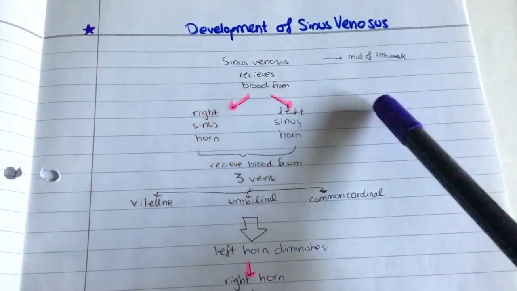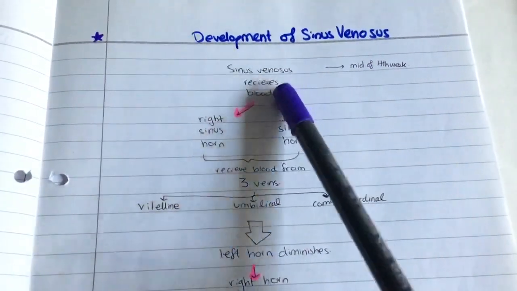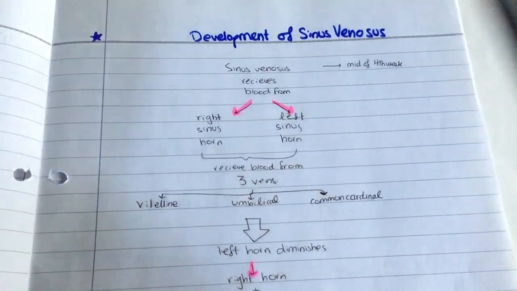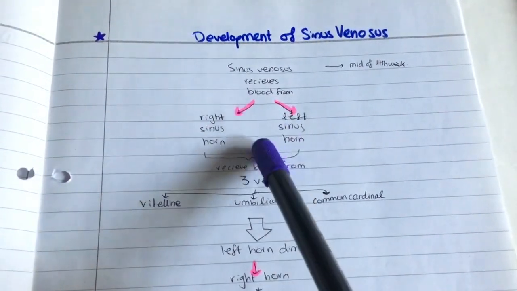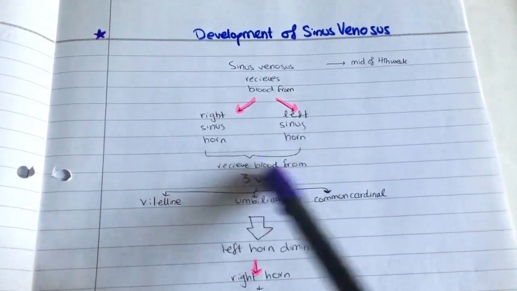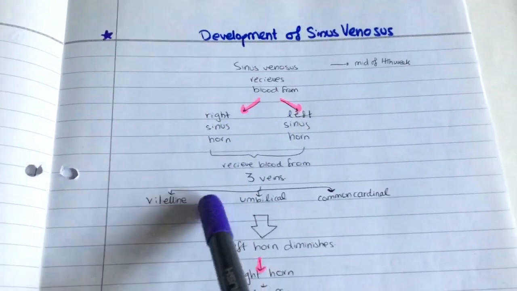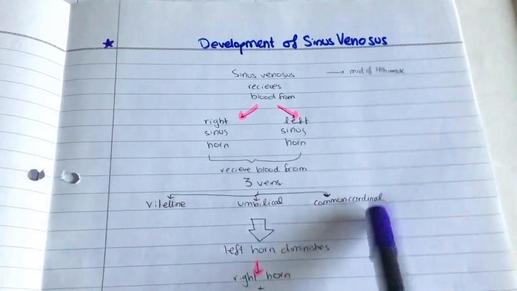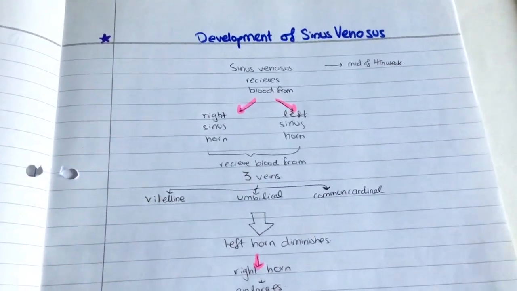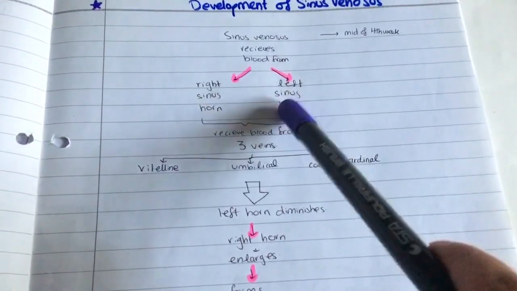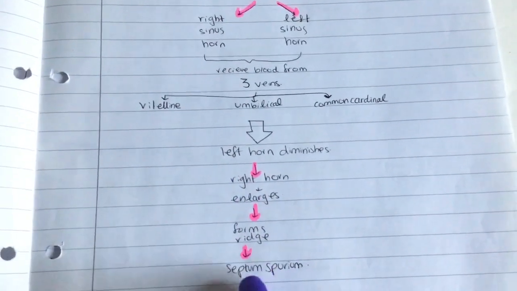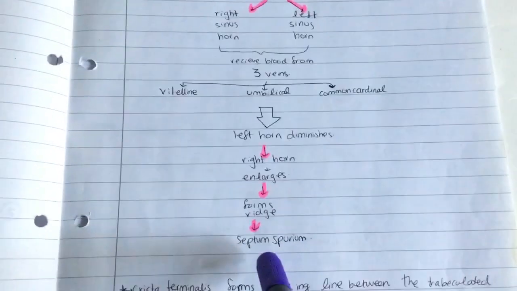The development of the sinus venosus. The sinus venosus forms at like the mid of the fourth week. This receives blood from the right sinus horn and the left sinus horn, okay, and these receive blood from three places, so the vitelline, umbilical, and common cardinal veins, okay, and slowly your left horn diminishes and the right horn enlarges, and it forms a ridge which is called the septum spurium.